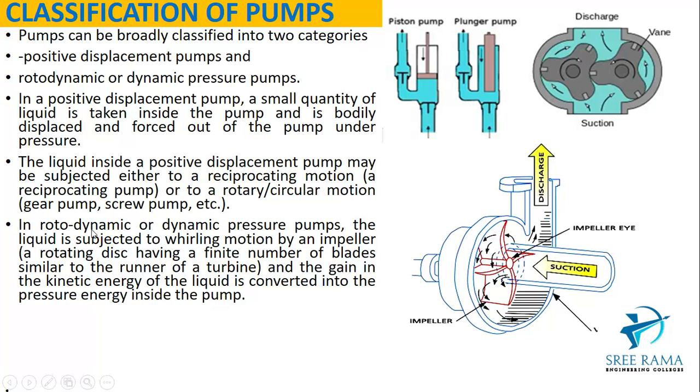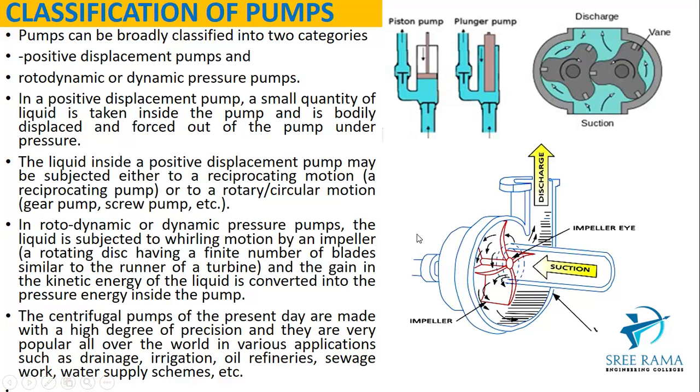Likewise, the rotodynamic pump works. Out of these two, rotodynamic pumps are mostly preferred, and they are precise devices with a high degree of precision. They are very popular all over the world in various applications such as drainage, irrigation, oil refineries, sewage work, water supply schemes, etc. In many areas, we prefer centrifugal pumps. So that is regarding the introduction, classification, and application of the centrifugal pump. Thank you.